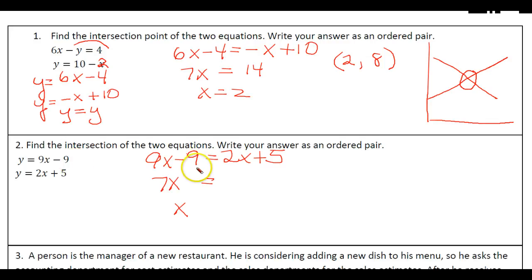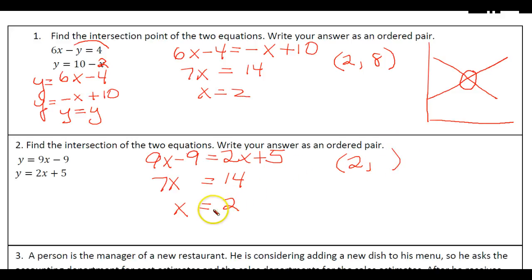And I got a 2 out of that. So I'm going to transpose the negative 9 to this side, becomes a positive 9. So 5 and 9 is 14. There, that's better. We're going to divide both sides by 7 now, and we get x again is a 2. So we have one of the ordered pair members.